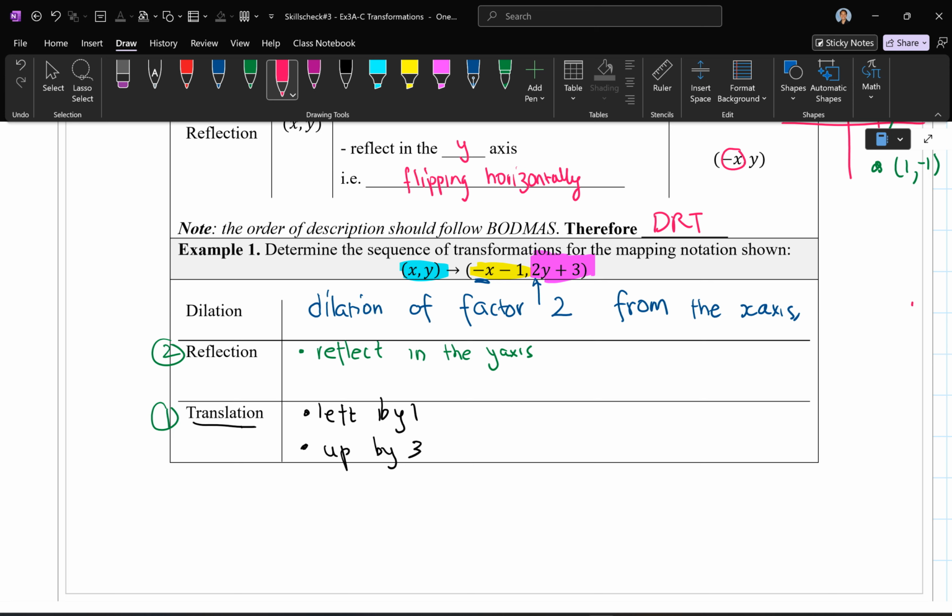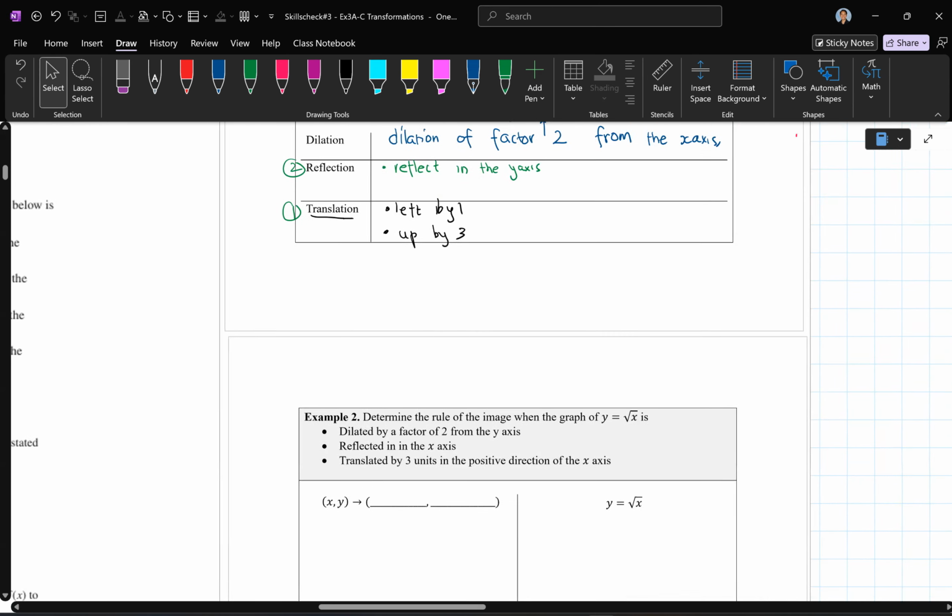And that's simply because of BODMAS. Okay, it's the order of operations. So write Dr. T if you didn't know. So when you're doing your sequence of transformation, I'll show you a variety of what might look like in the exams as we go through this week. But that's the order you should be sticking to. Okay? All right. Let's now do some examples.